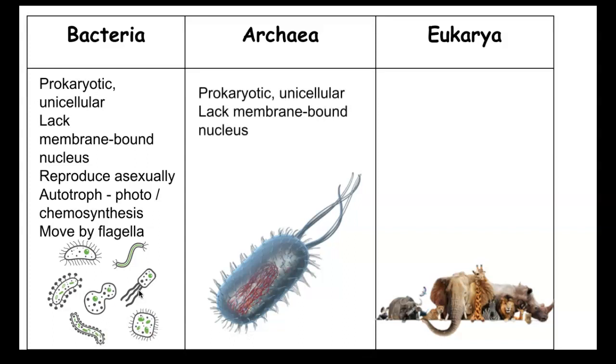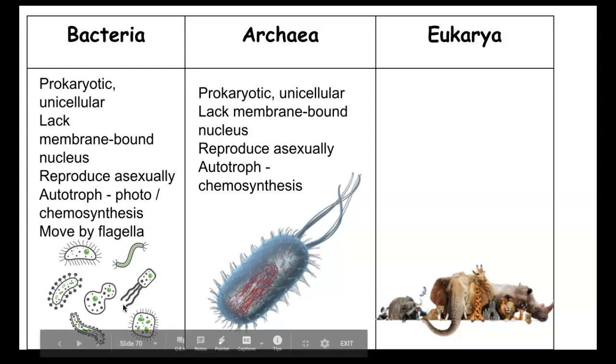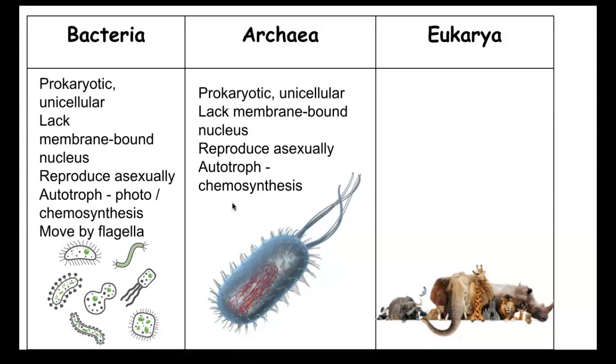Archaea bacteria is very similar to actual normal bacteria. Also prokaryotic, also unicellular, also does not have a nucleus that has a membrane. They also reproduce asexually. The difference between archaea and bacteria is archaea bacteria does not ever do photosynthesis. They always do chemosynthesis, which again is for organisms that live in areas that have no sunlight, like really, really deep down in oceans, sometimes in soil and stuff like that.